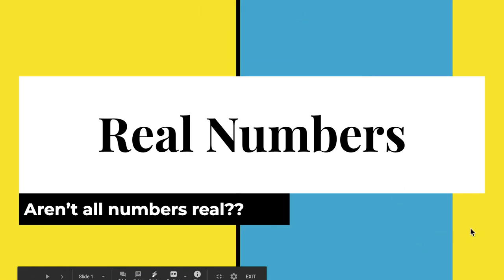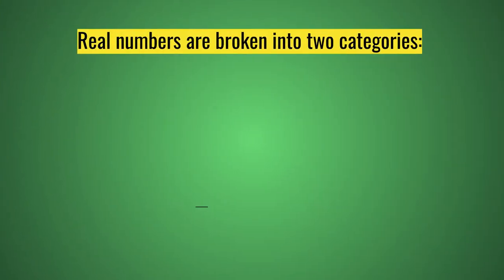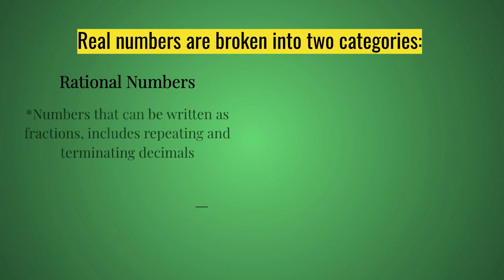In today's lesson, we are going to review real numbers, and I know you're thinking, aren't all numbers real? We do have some numbers that are not real numbers. So real numbers are broken up into two main categories. Your first category, which is where a lot of your numbers fall, is what we call rational numbers. So again, this should be a review, but let's take a look.